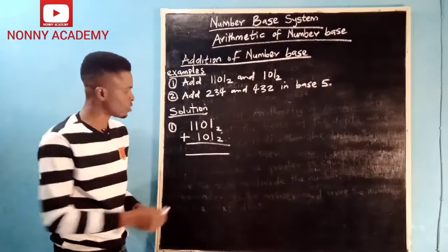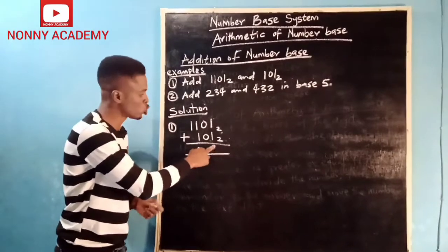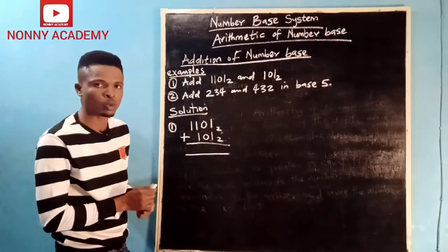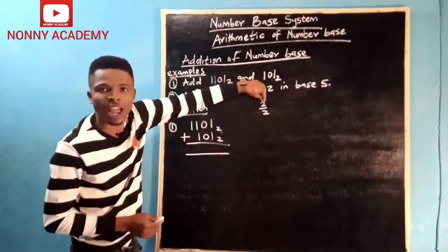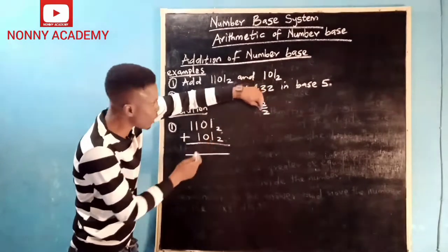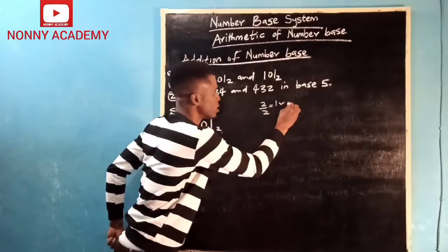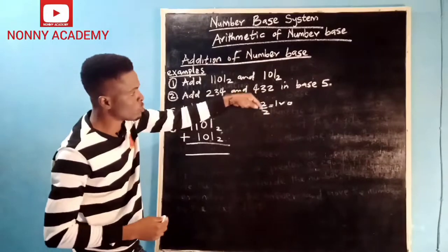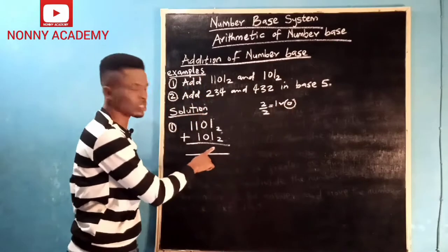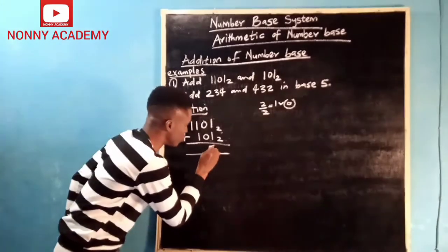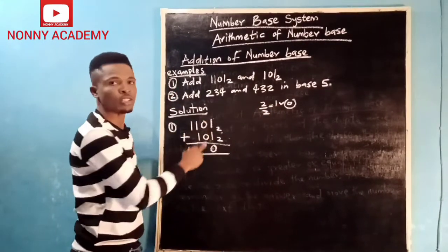Now I start adding. 1 plus 1 is 2. So I will not write 2 down here because 2 is equal to the base, which is 2. Then I will say 2 divided by 2. That is the answer I got from 1 plus 1, divide by the base, which is 2. 2 divided 2 will give me 1 remainder 0. Now this remainder here, I will put it as my answer. So I will write 0 here. Then the 1 here, I will take it to the next digit.